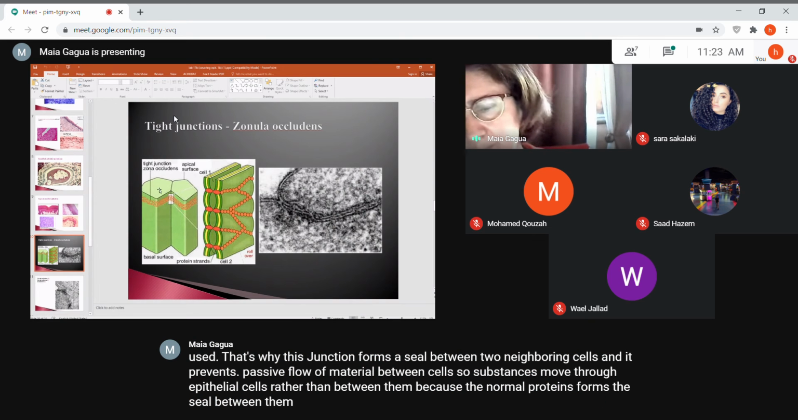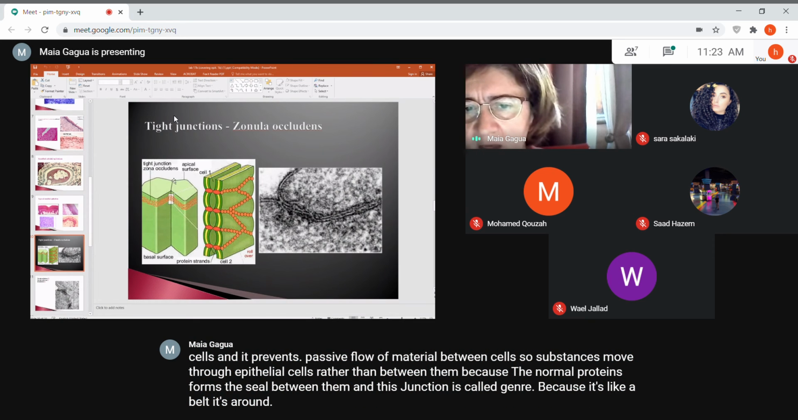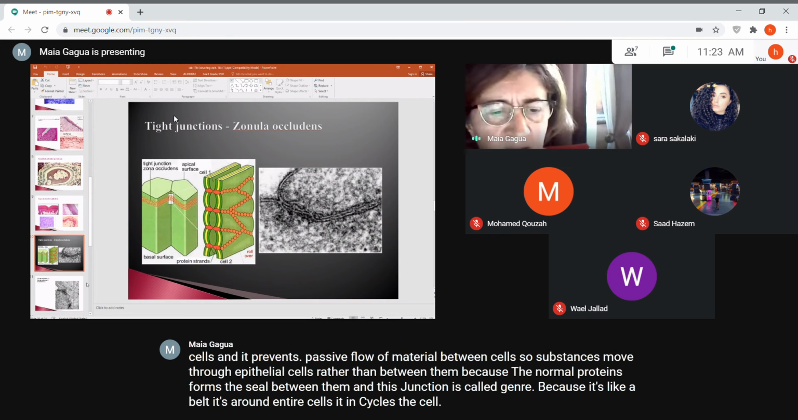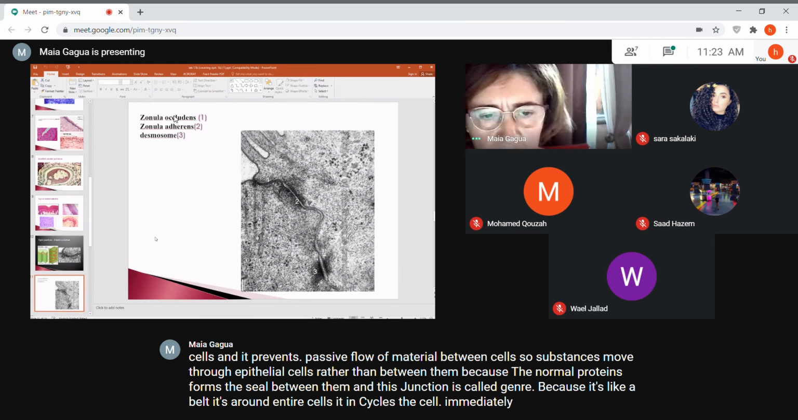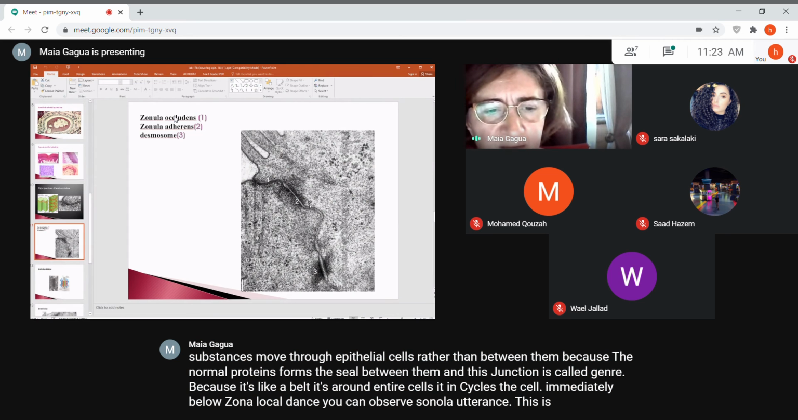And this junction is called zonula because it's like a belt. It surrounds entire cells. It encircles the cell. Immediately below zonula occludens, you can observe zonula adherens. This is zonula adherens.